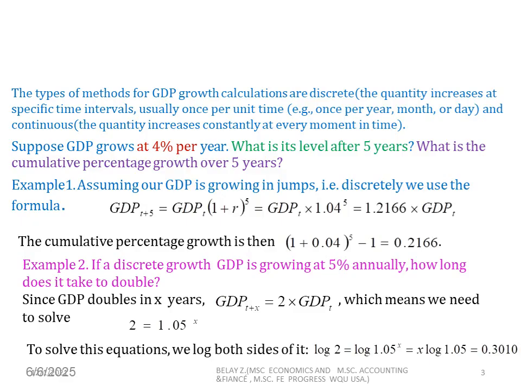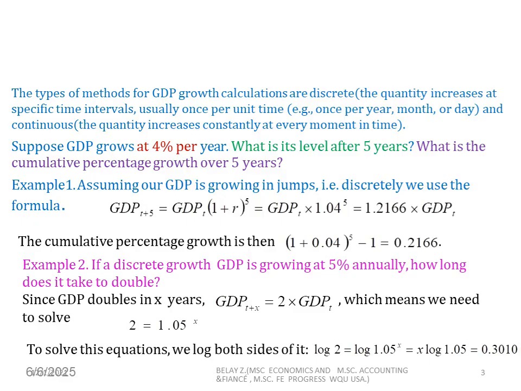Let us see an example. Through the example, we can understand. Also, you have to remember the graph that we showed before. Suppose GDP grows at 4% per year. Having this information, what is its level after 5 years? What is the cumulative percentage growth over 5 years? Let us see the level and the cumulative percentage growth for 5 years.